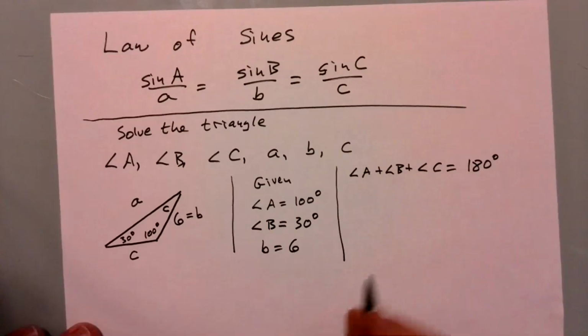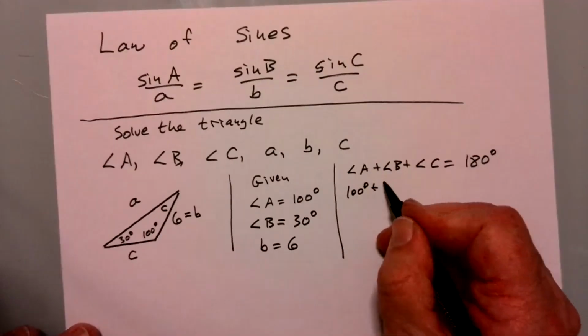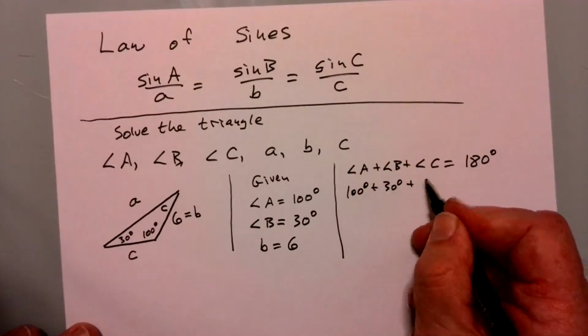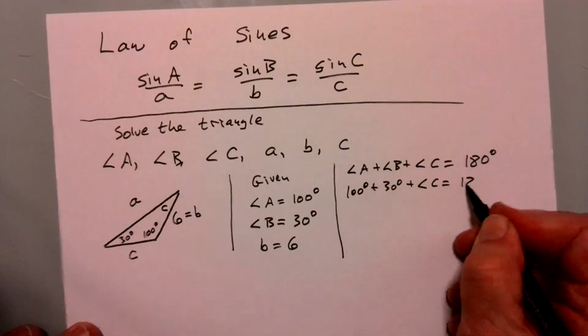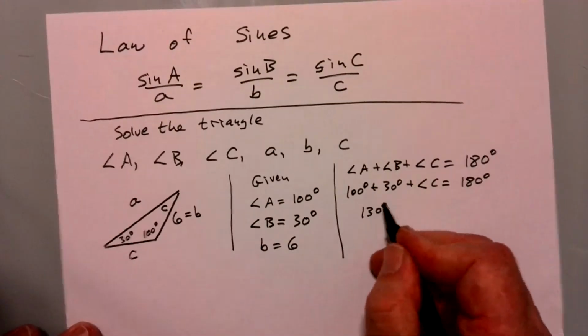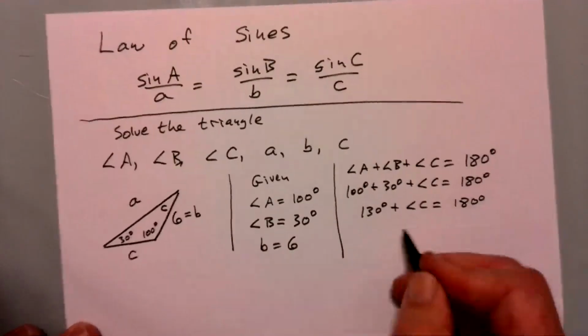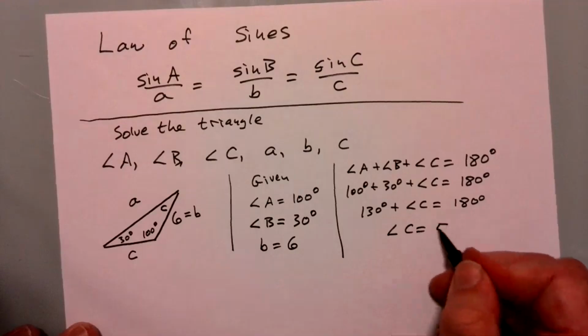So we know angle A plus angle B plus angle C has to equal 180 degrees. So right now angle A is 100 degrees plus angle B is 30 degrees plus angle C equals 180 degrees. So this is certainly simple. And we get angle C is 50 degrees.